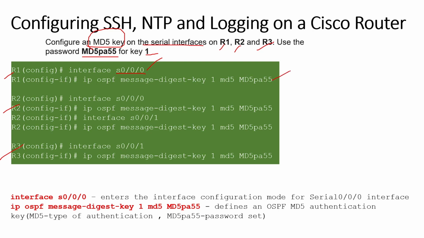Then this command defines an OSPF MD5 authentication key, in which this is your password, and MD5 is the type of authentication. So do this in R1, R2, and R3. For R2, there are two interfaces that need to be configured. That's for S0/0/0 and S0/0/1.